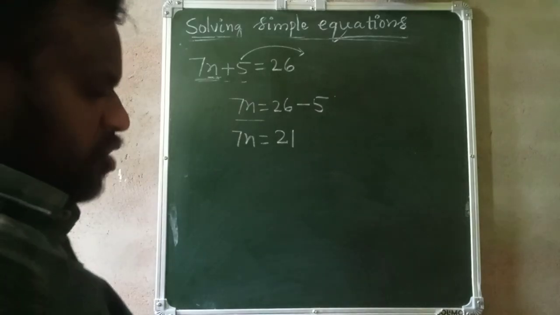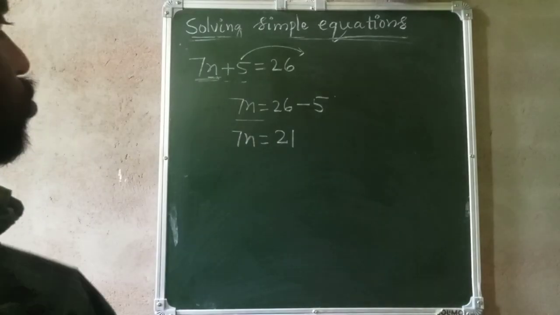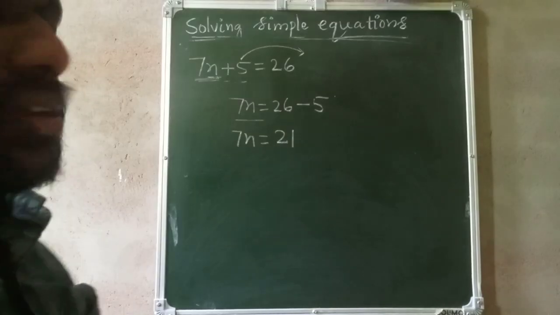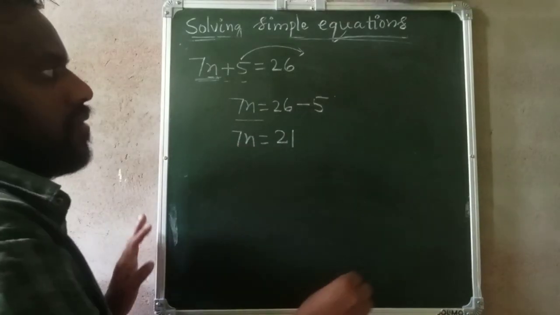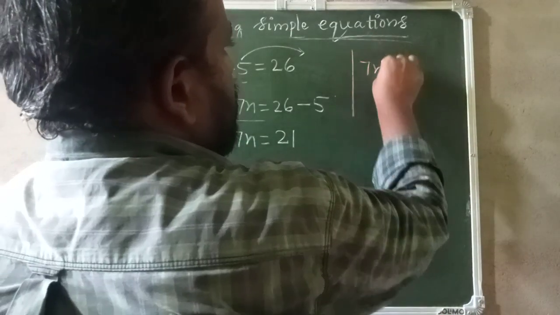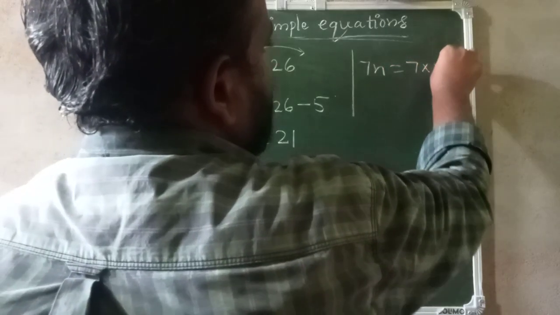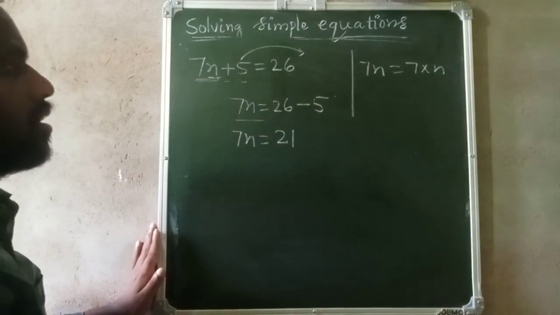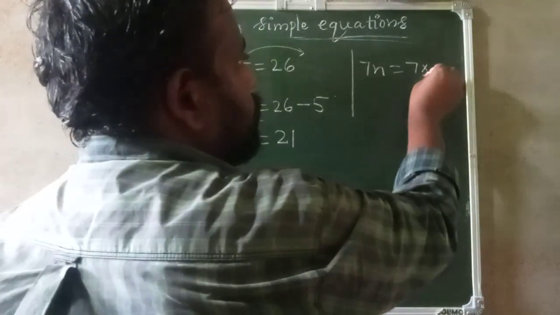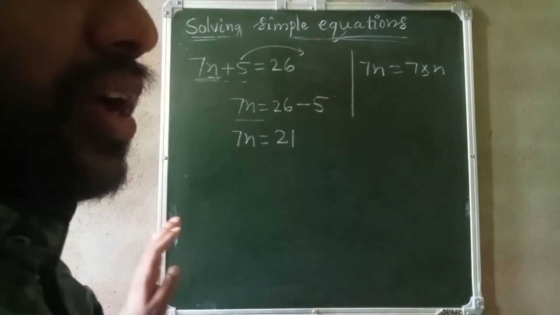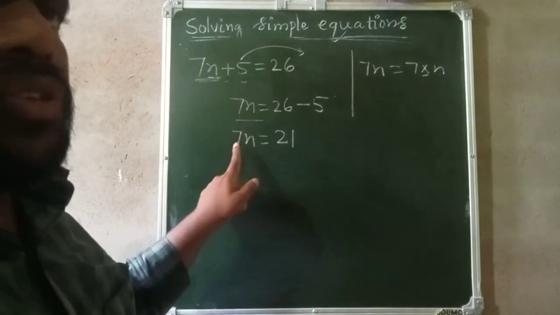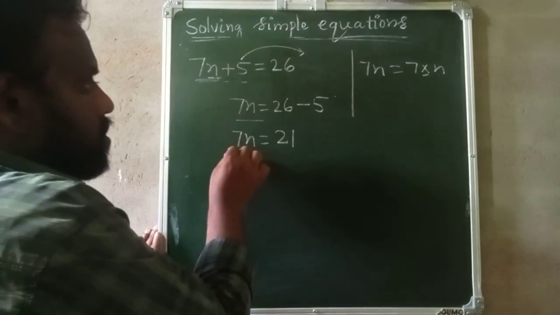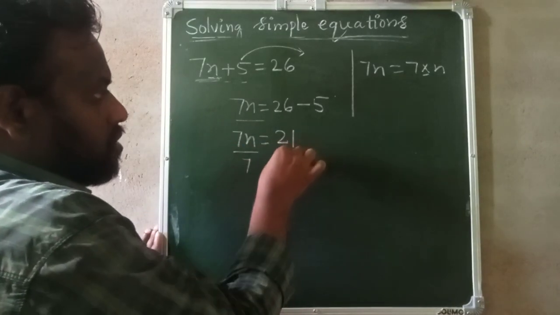Okay, so next step. We want n, so we don't want 7. 7n means it is like 7 into n. 7n is equal to 7 into n. 7 into n is written as 7n. Both are the same. Now, since the multiplication is there, and we don't want this 7, for that you have to divide both sides by 7. So this side you have to divide by 7, and this side also you have to divide by 7.